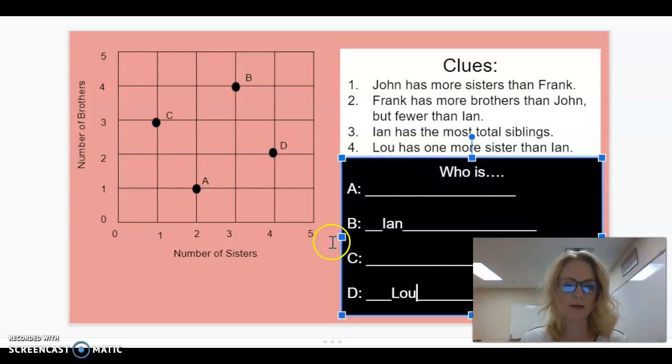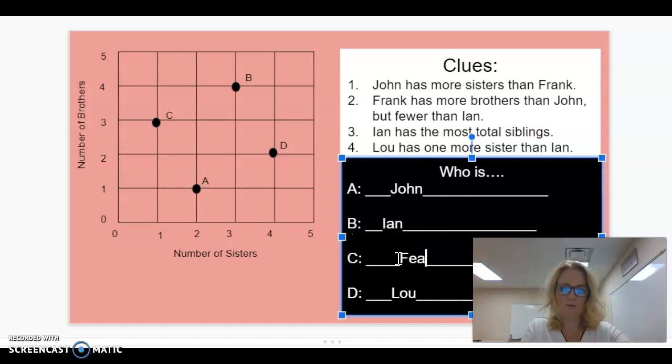Let's go back and reread clue 1. John has more sisters than Frank. Well, between A and C, who has the most sisters? A does. So that means John is A. And C is Frank.